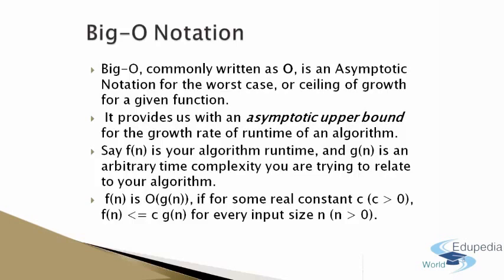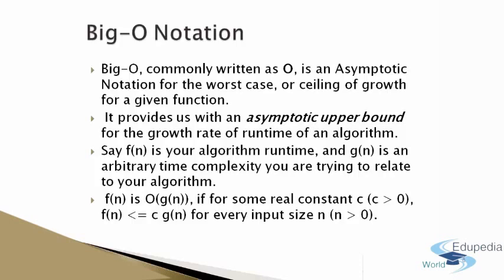Now, Big O notation. Big O, commonly written as O, is an asymptotic notation for worst case or ceiling of growth for a given function. It provides us with the asymptotic upper bound for the growth rate of the runtime of an algorithm.